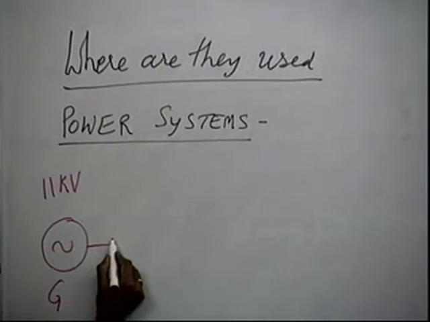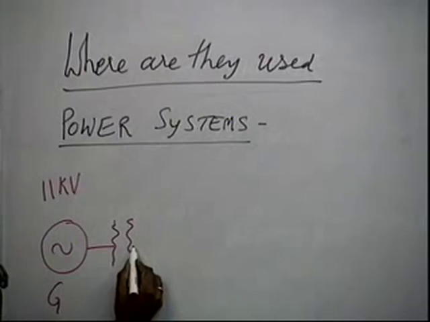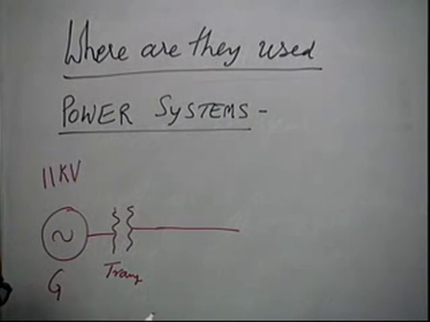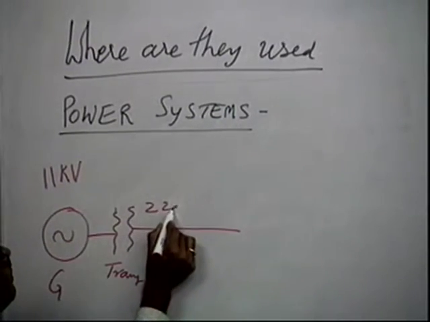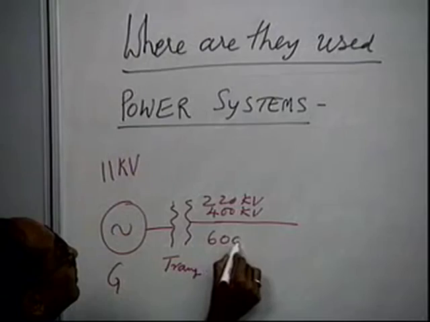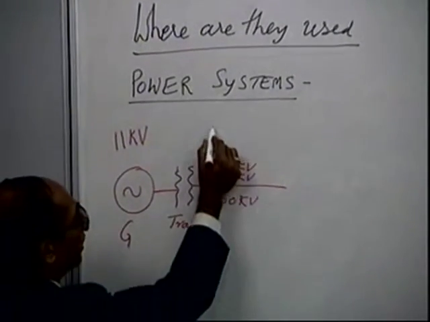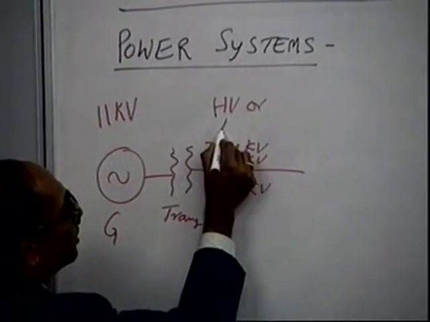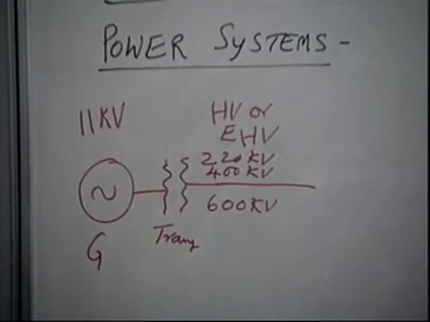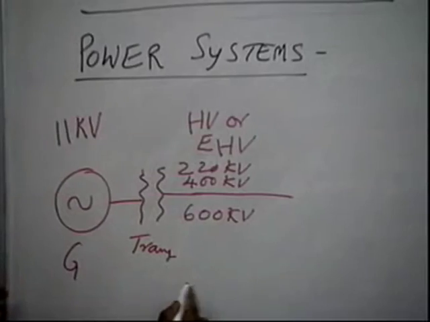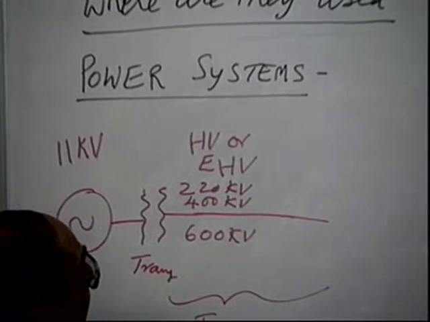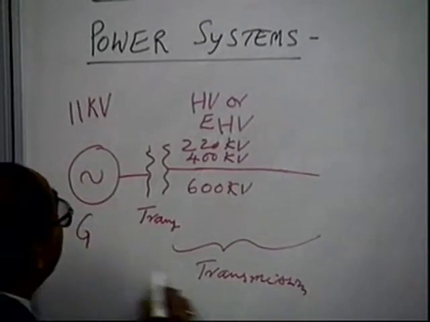Then what you do is you step it up, maybe in stages. This is a transformer. And it may go to high voltages, say 220 kV or 400 kV or 600 kV. So these are called high voltage, or even extra high voltage, EHV. That means from the generation level you go to the transmission level. So this is the generation.